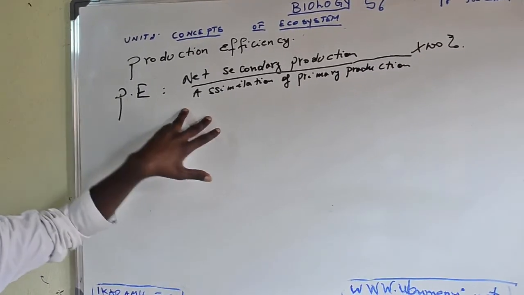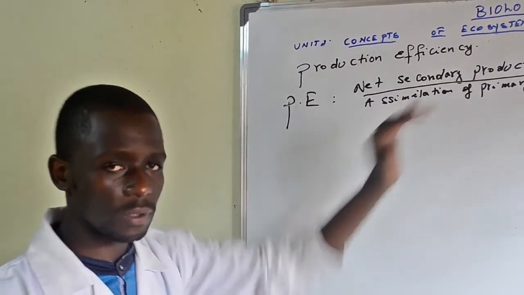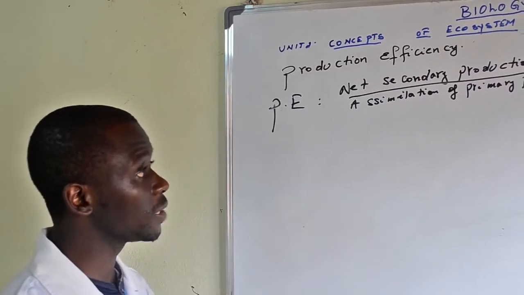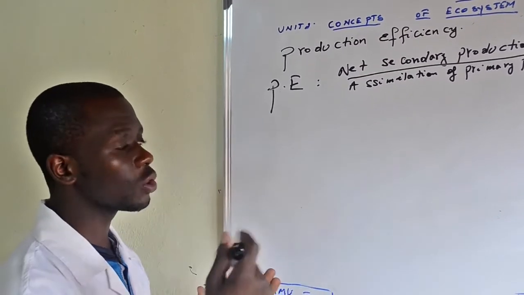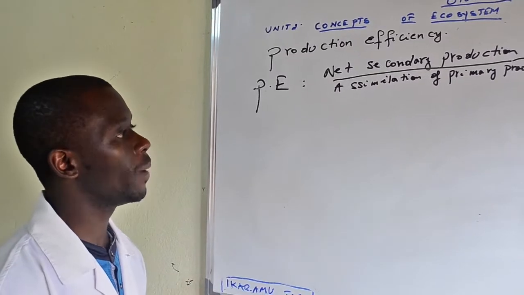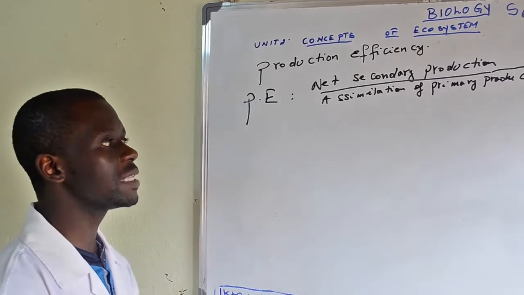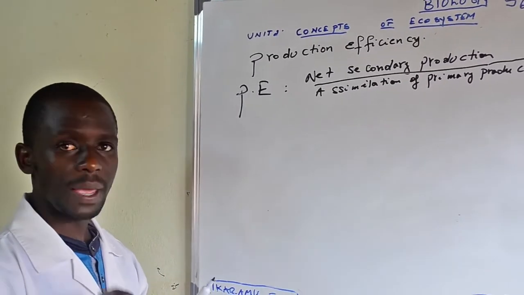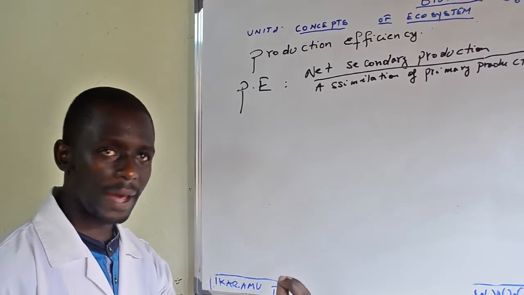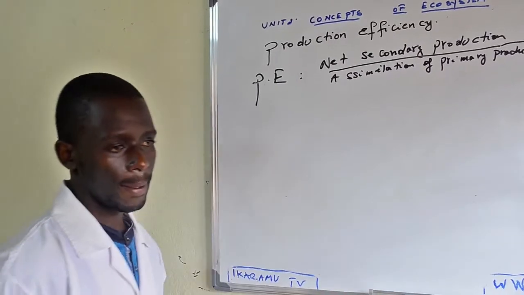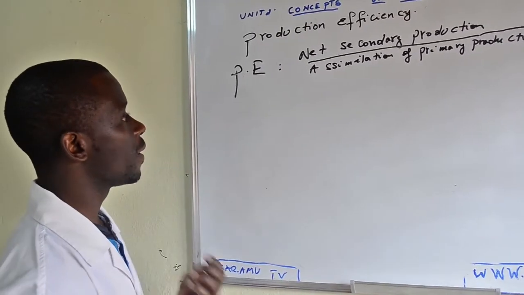What does this mean? When we calculate the production efficiency, we take the net secondary production, which we saw is the total amount of energy that will be transformed into the biomass of the consumer. And we divide by the assimilation of primary production. When we say assimilation of the primary production, we are referring to all the components taken by the organism which fed on the plant.